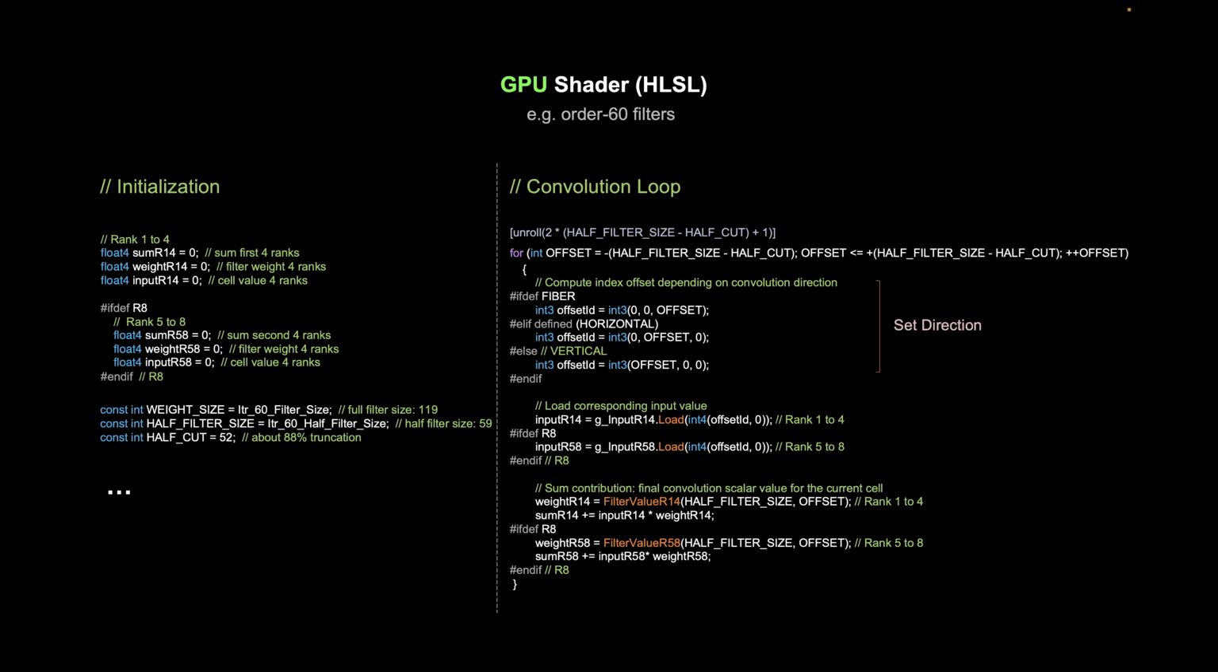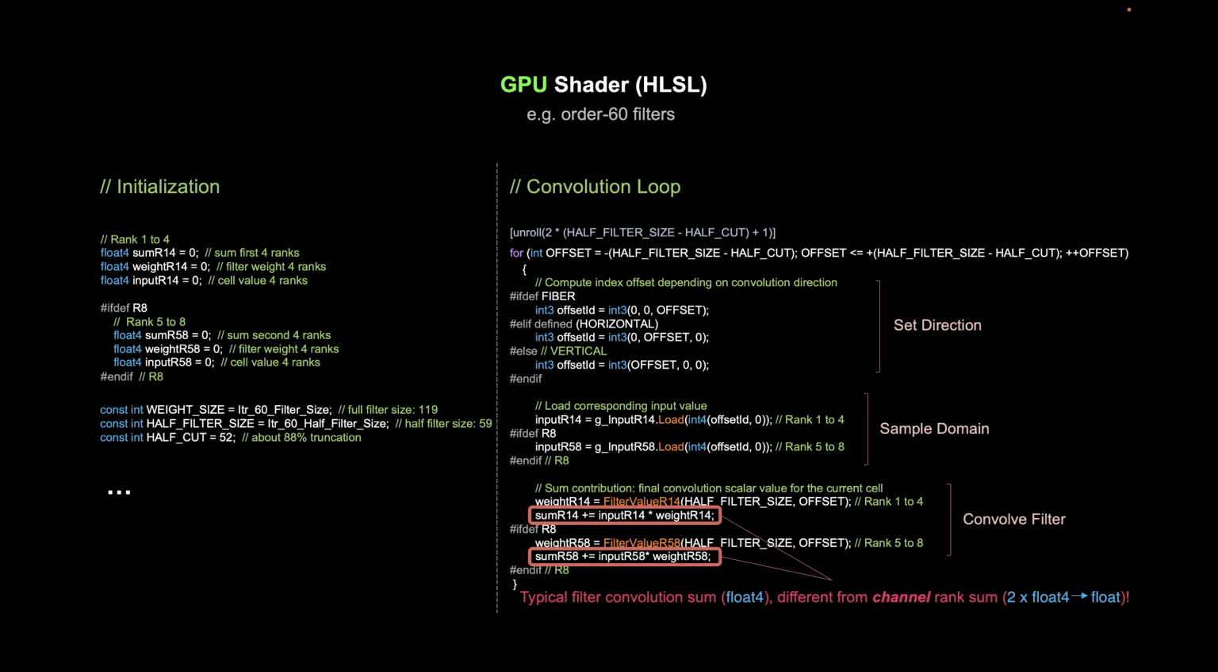Filter values are the same in all directions, so we just need to construct an int3 for the offset ID that only traverses the current direction of interest. We then use this offset ID to sample the input domain as well as the filter value corresponding to those sampled cells to do the convolution step. The sum variable keeps track of the accumulated values so far in the convolution loop.